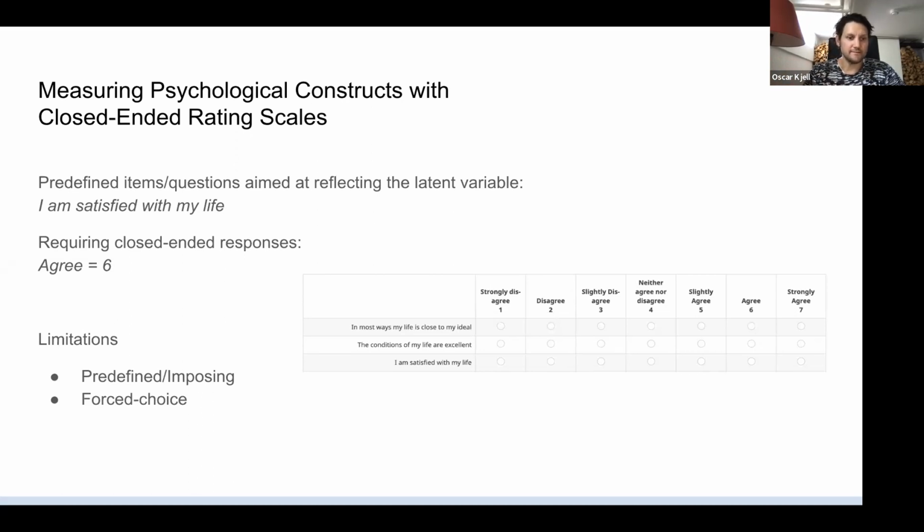And we argue that this approach comes with certain limitations, such as you have these predefined items where you, as a researcher, are imposing your view of it, and this forced choice limits the respondent to really express themselves. And as a researcher, you miss out on information where they describe their unique experiences or symptoms.